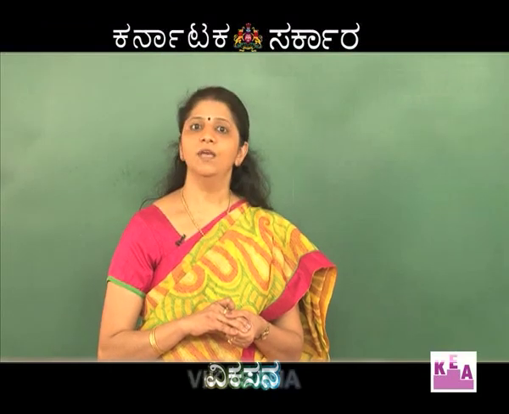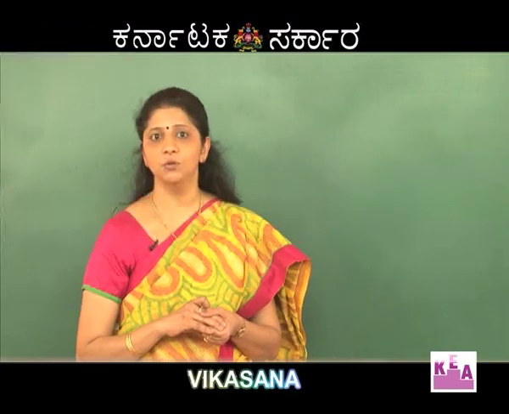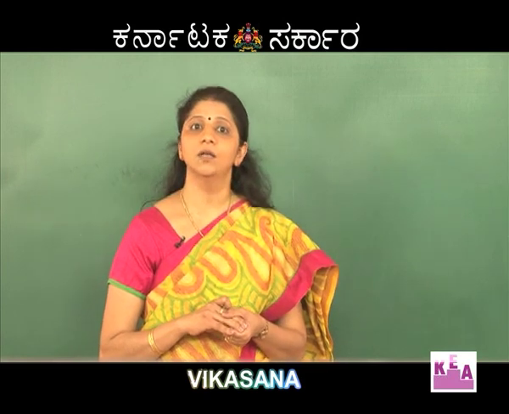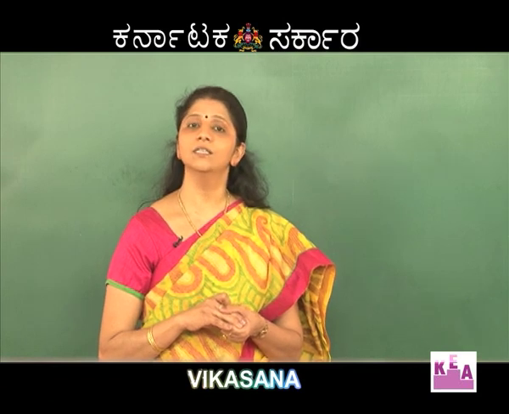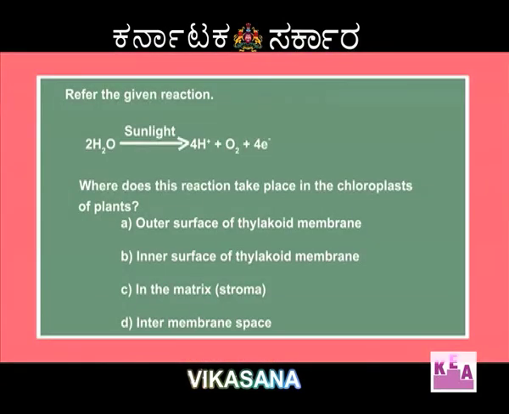What is associated with the photolysis of water? PS2. Let me ask, where is the location of PS2? The PS2 is located on the inner surface of the thylakoid membrane. So, where will be the site of the reaction? The site of the reaction will be on the inner surface of the thylakoid membrane. What will be located on the outer surface of the thylakoid membrane? The photosystem 1 is located on the outer surface of the thylakoid membrane. PS2 will be located on the inner surface of the thylakoid membrane.